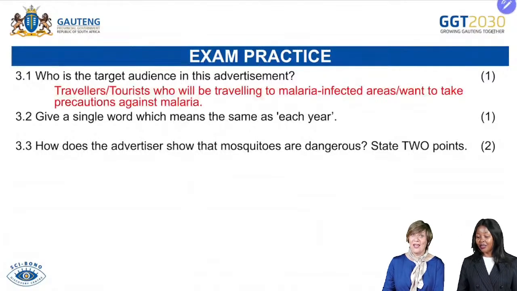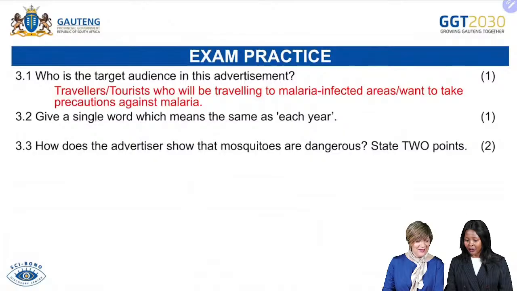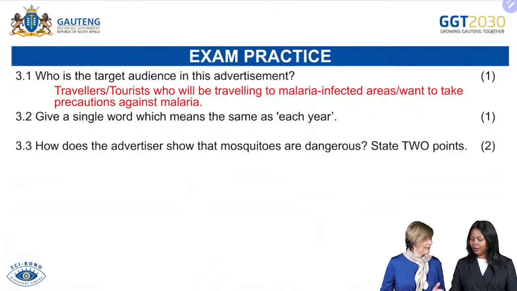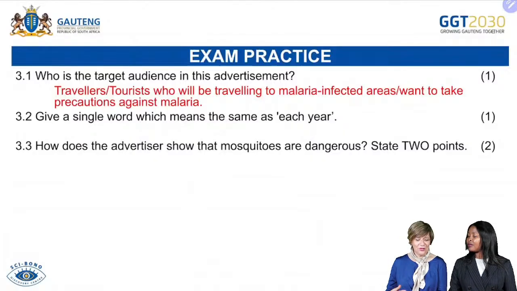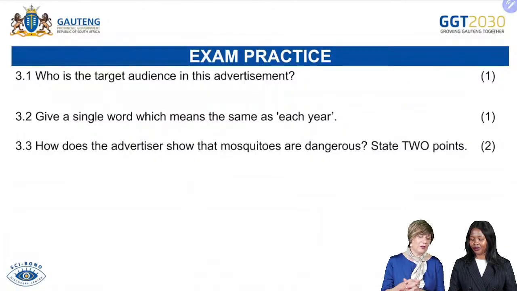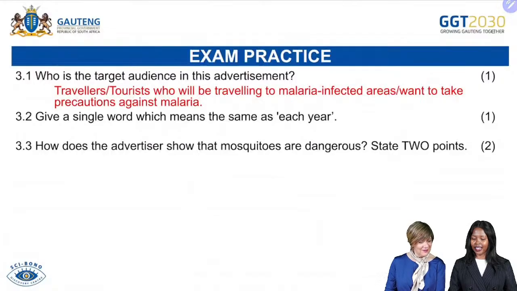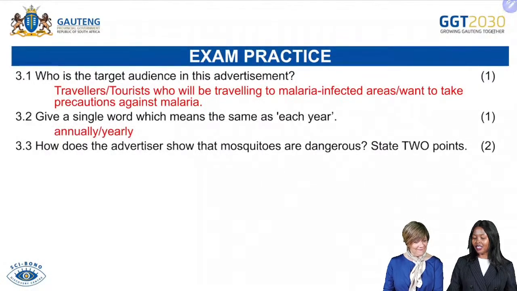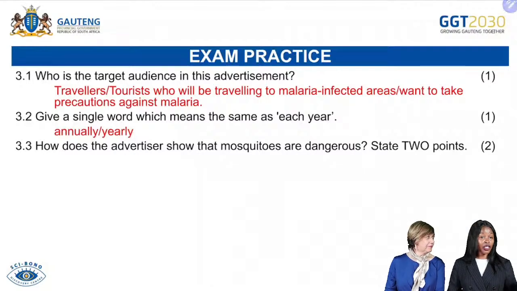Now let's look at the possible answers. Right, so as you have said, these might be travelers or tourists or anyone who wants to take precautions against malaria. Can you see how we've qualified exactly who the people are? So we must bring in the fact about the mosquito and why we would want to buy this product. Exactly. Then the single word could be yearly or annually. Absolutely. Only one, you get a tick.